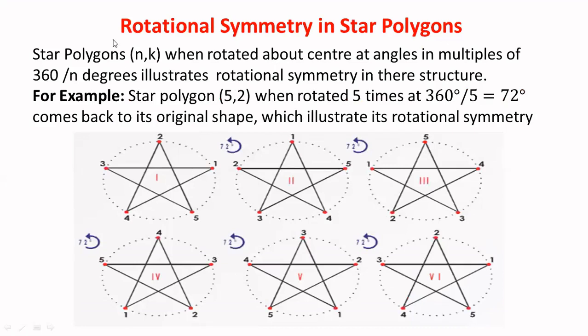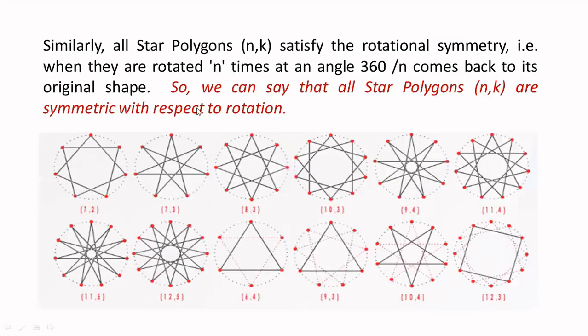Rotation symmetry: for example, star polygon 5,2 when rotated 5 times at 360 by 5, which is equal to 72 degrees, comes back to its original shape. This illustrates its rotation symmetry. You can see on the screen. So we can say that all star polygons n,k are symmetric with respect to rotation.